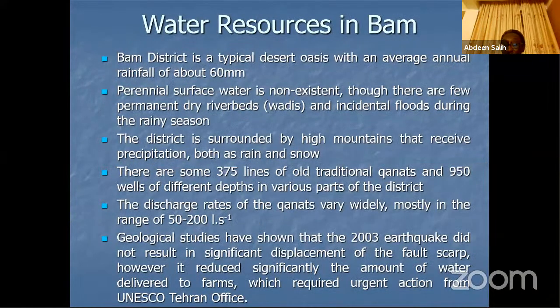Anyway, Bam district is a typical desert oasis with an average annual rainfall of about 60 millimeters. Perennial surface water is non-existent, and there are a few permanent dry river beds. The district is surrounded by high mountains.